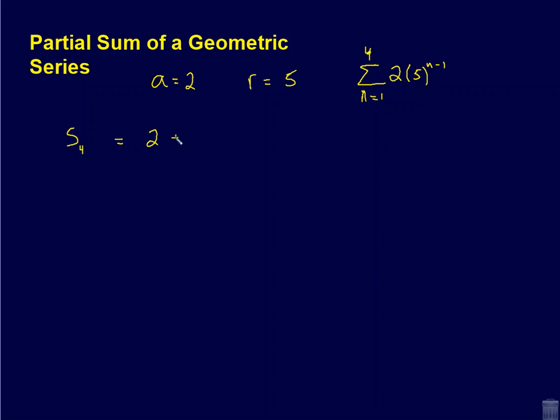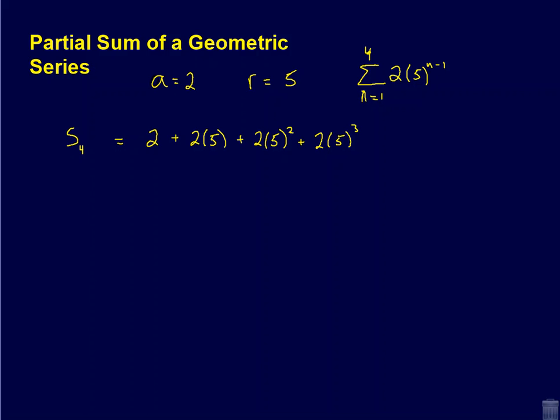2, 2 times 5, 2 times 5 squared, and 2 times 5 cubed. There's my 4 numbers. Now we could, of course, pretty easily grab a calculator and add those 4 together.